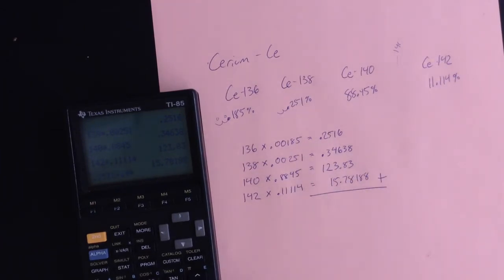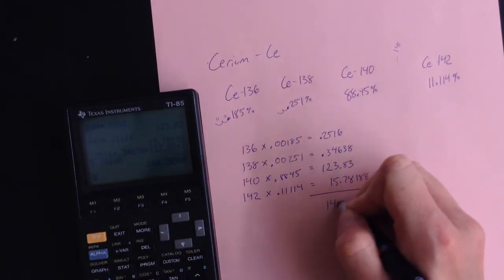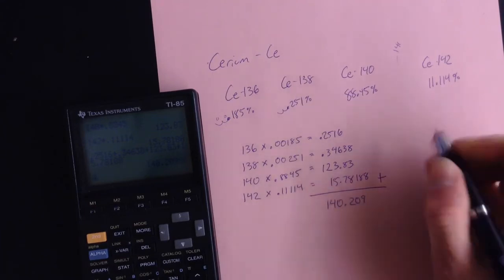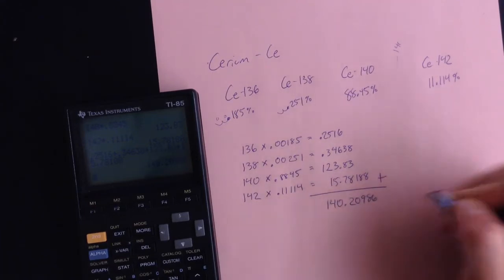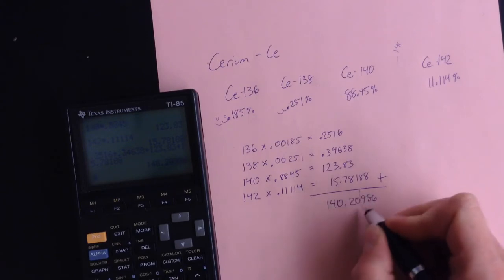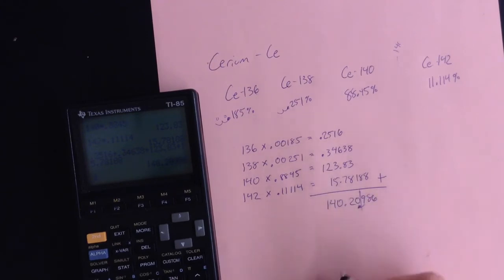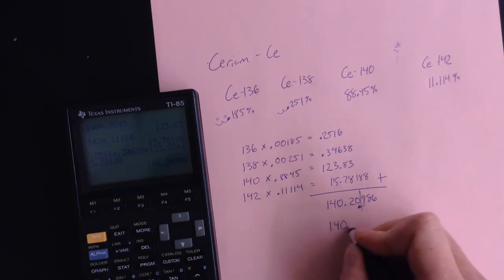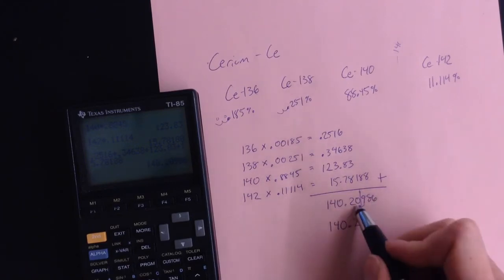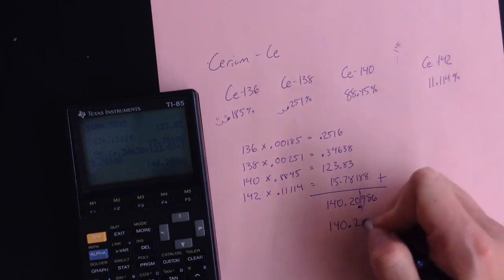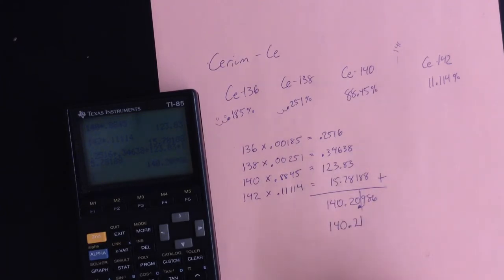0.2516 plus 0.34638, 123.83, 15.78188. And I get 140.20986. Now, in order to round this one to 2 decimal places like you do in most questions, to 2 decimal places means I'm going to keep the 2 and the next number. The 9 tells me I should round up, so this will be 140.21.